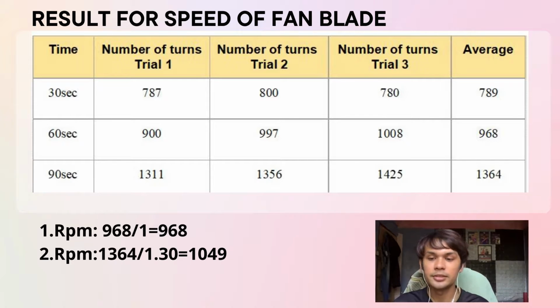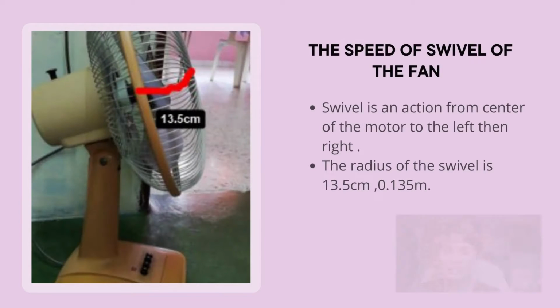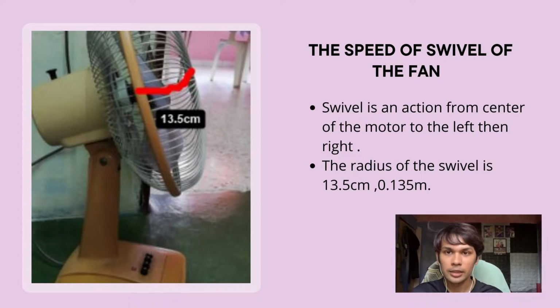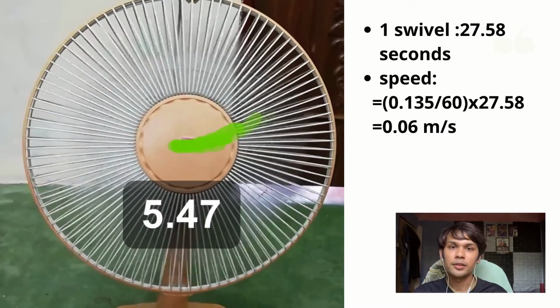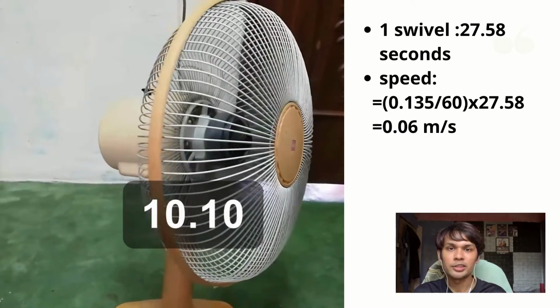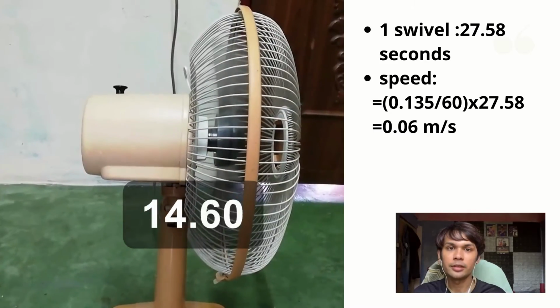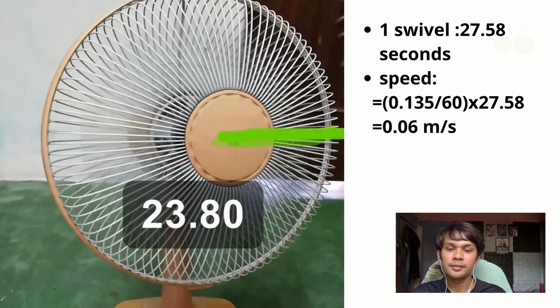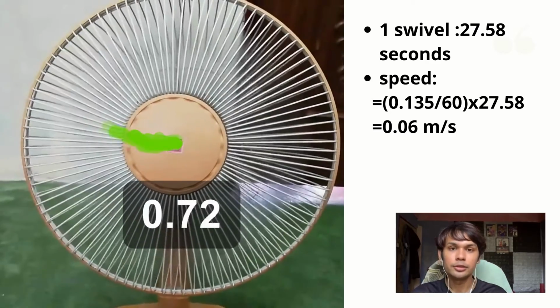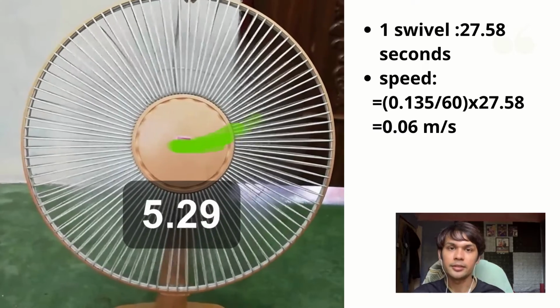The swivel is an action from the center of the motor to the left and to the right. In order to calculate this part, we need to know the radius of the swivel, which is 0.135 meter or 13.5 centimeter. After we did our experiment, we found out that one swivel of our fan is equal to 27.58 seconds. As for the speed, after we calculate it, it is equal to 0.06 meter per second.